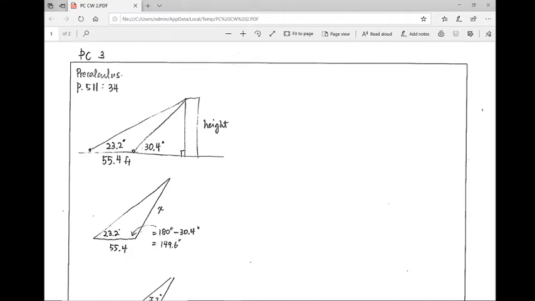This is in reference to example 7, and this will help you with end review number 33. Alright, number 34, it reads, a surveyor determines that the angle of elevation of the top of a building from a point on the ground is 30.4 degrees.